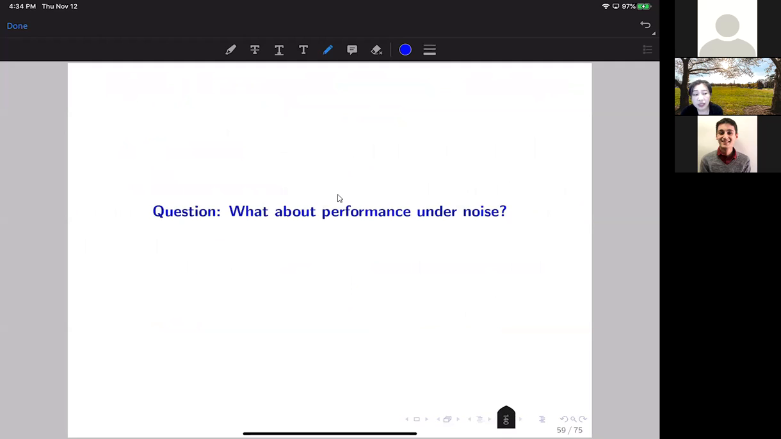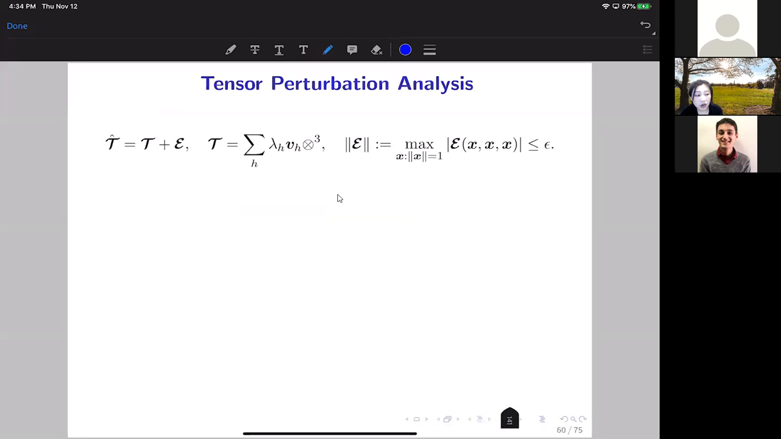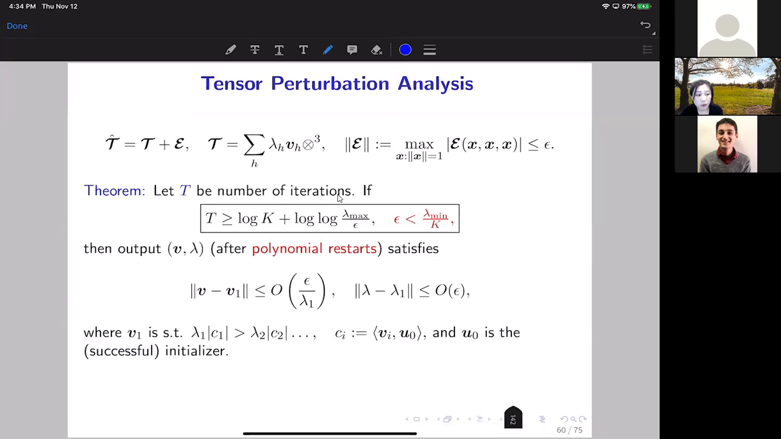So the question here is the performance under noise. As I said earlier, the motivation of why we look at the orthogonal matrix or tensor decomposition is because hopefully they will be robust under noise, right? So here are some results about the tensor perturbation analysis for this power method. The takeaway message is that it is actually indeed noise robust. So that's why instead of using Jennrich's algorithm, we tend to use power method.